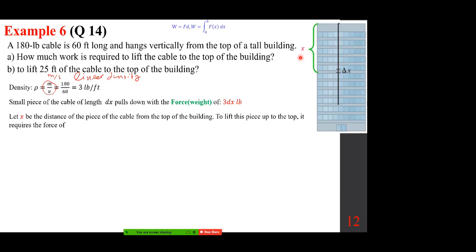Then what is an increment of work? Remember, work is the product of force and distance. So here's the force, we have to multiply it by a distance. So dW is the force times dx, and the amount of force we said is 3dx, and the amount of distance we said is x, so it's 3x dx. Now, of course, the unit is foot-pound.